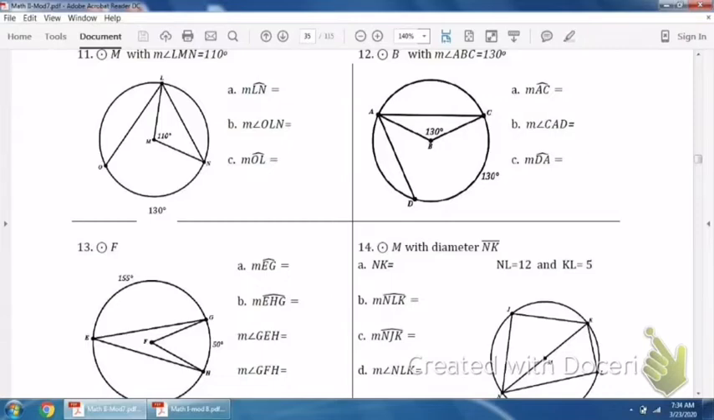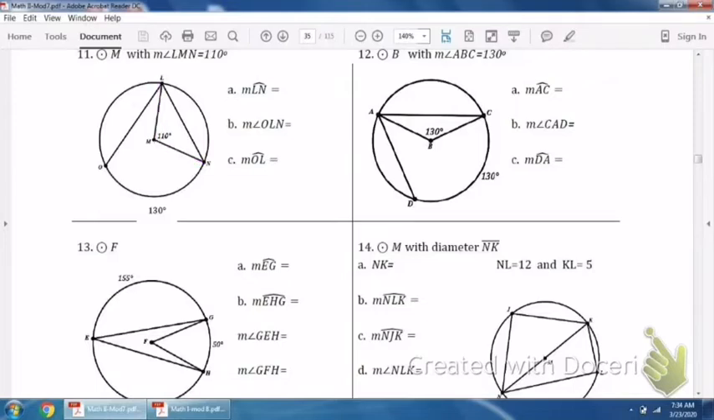the one they're giving us, angle LMN. They're giving us that it is 110 degrees. So that right there is a central angle. The two endpoints are on the edge of the circle, and in the middle, where the angle actually connects to, is in the center of the circle. So it's a central angle.